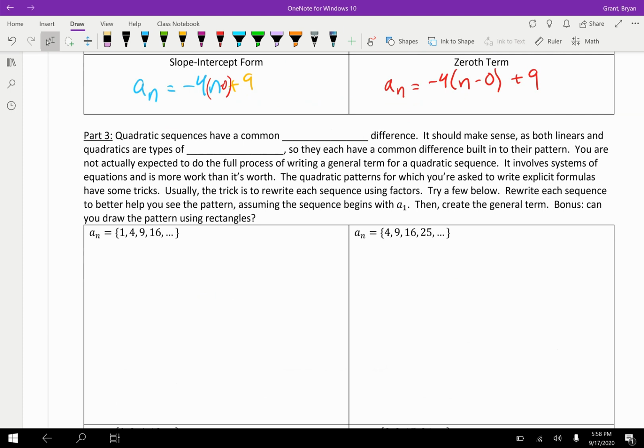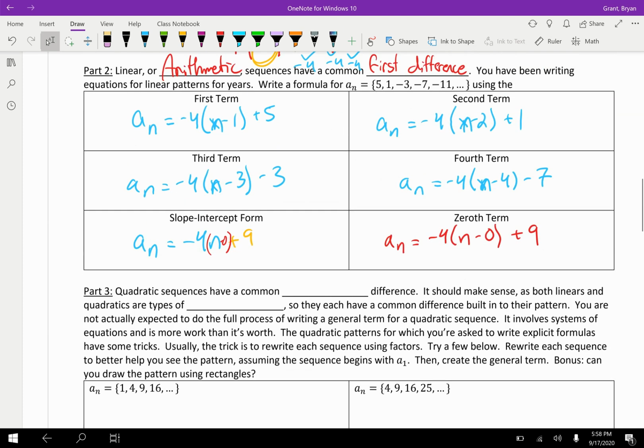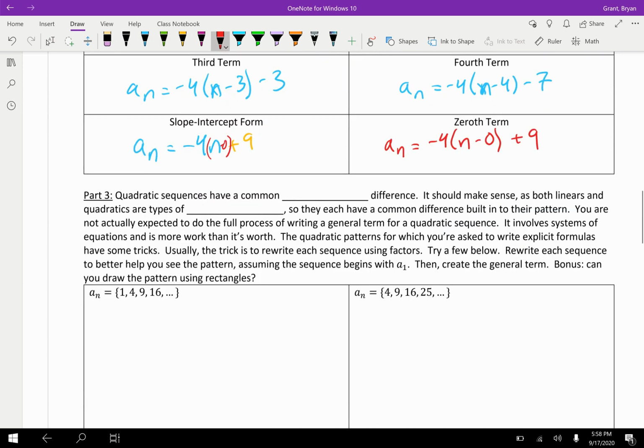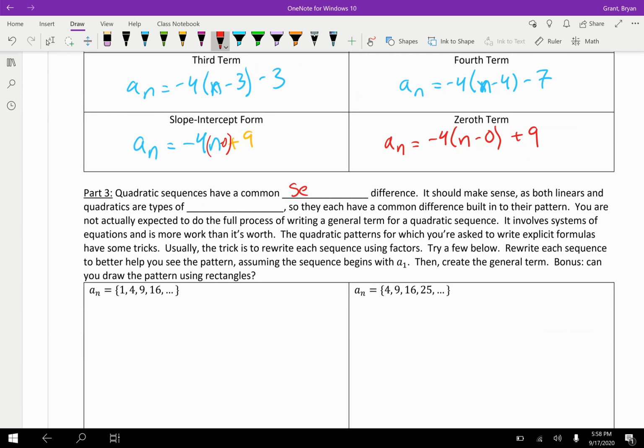Quadratic sequences also have a common difference, but unlike this one, which had a common first difference, which means at the first level there was something common happening to each of the terms, these ones have a common second difference. Okay, and this should make sense because linears and quadratics are types of polynomials. So they actually have a common difference built into their pattern.